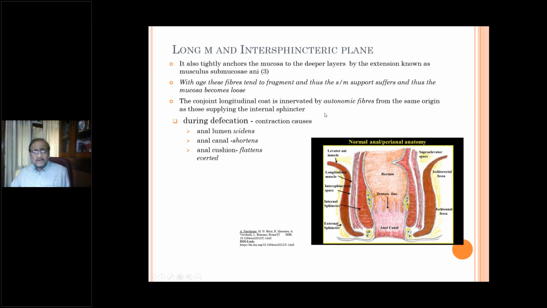Right. Now, basically, with the passage of age, what happens? With the passage of age, these fibers tend to break down. Your collagen tissue tends to break down with age. At 60 years, 70 years, you find your skin to be absolutely loose.